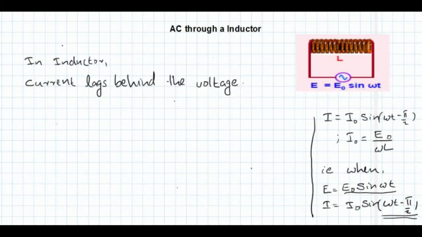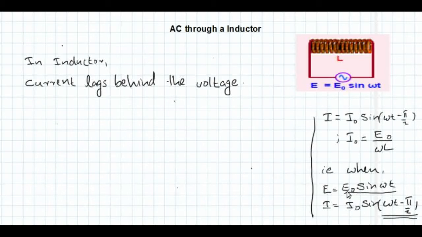So in an inductor, current lags behind the voltage, right? So E is equal to E0 sin omega t, but what is current? Current is equal to I0 sin of omega t minus pi by 2. That means the current is lagging behind the voltage, or current goes behind the voltage. So voltage is leading and current is lagging. That is the point. So in the case of AC through an inductor, voltage leads and current lags.